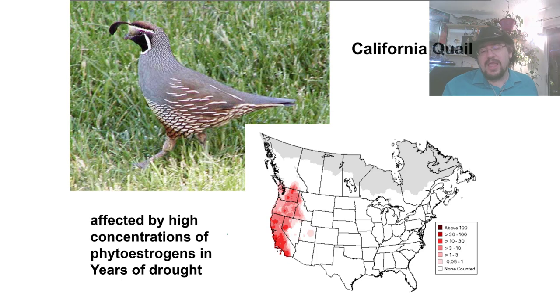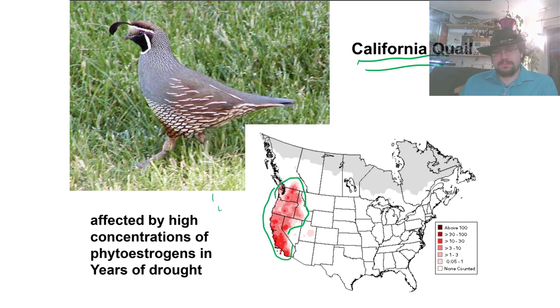However, when it comes to non-human animals, you can actually see a pretty neat endocrine disrupting effect. So this is the California quail right here. And this is its range from the Pacific Northwest, right, all the way down into Nevada and the hot, dry parts of California. So, throughout the year, the quails eat nice little grasses called forbs. These are nutritious grasses that they feed on, and they feed on the seeds. However, during drought, they have to eat desert plants that have high concentrations of phytoestrogens.